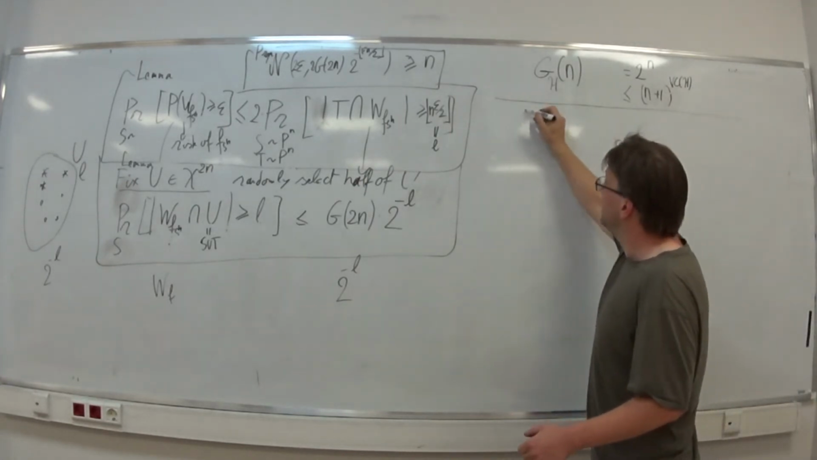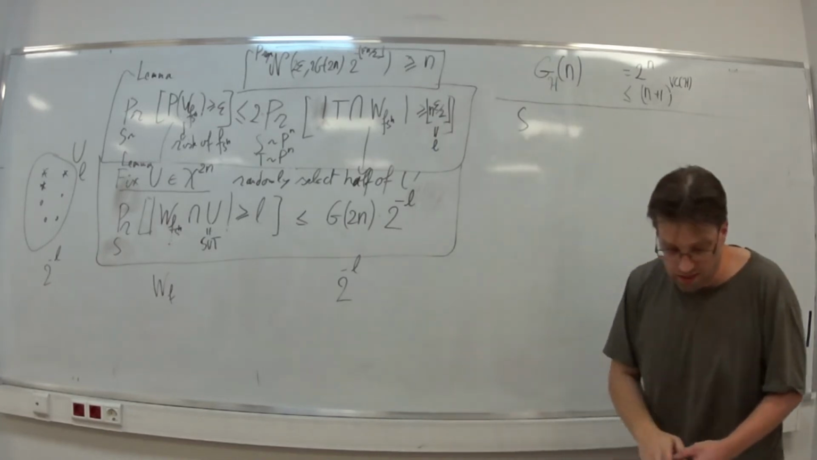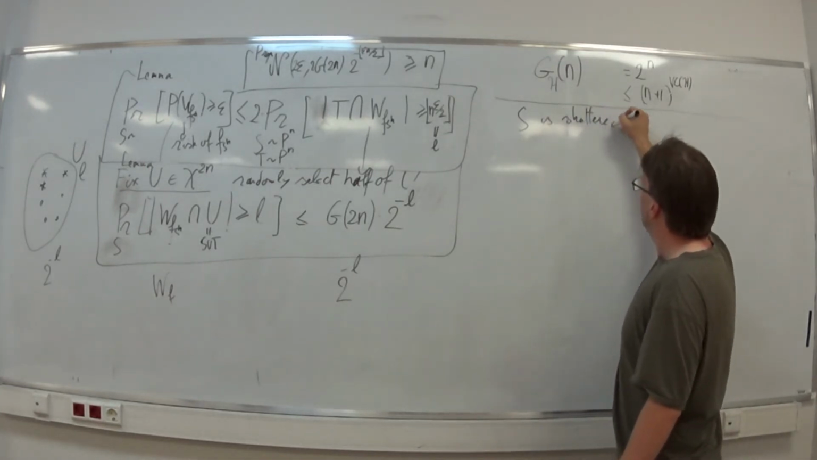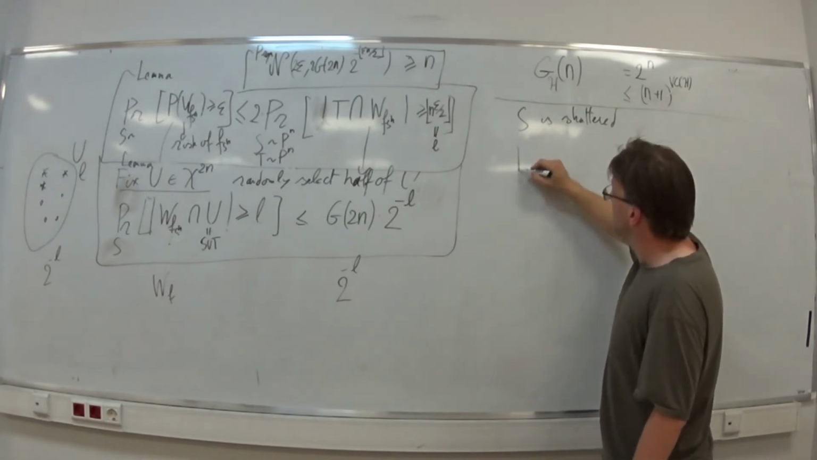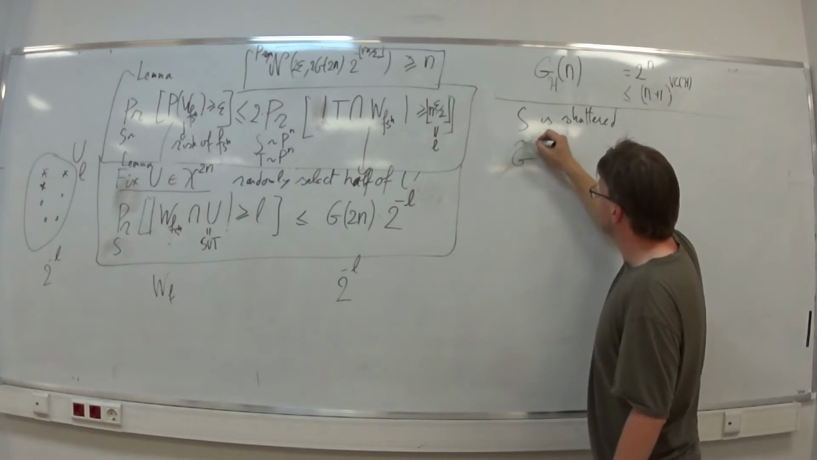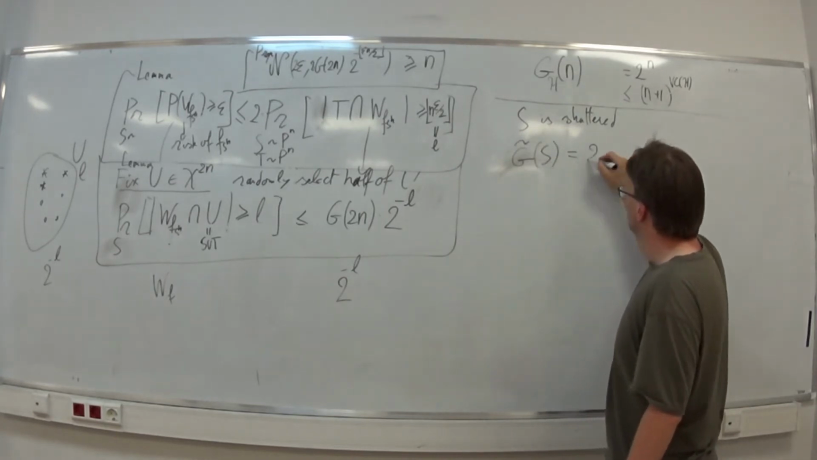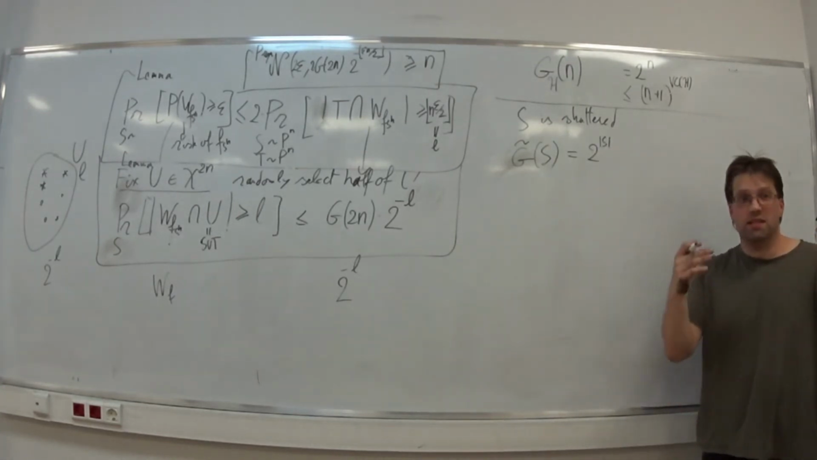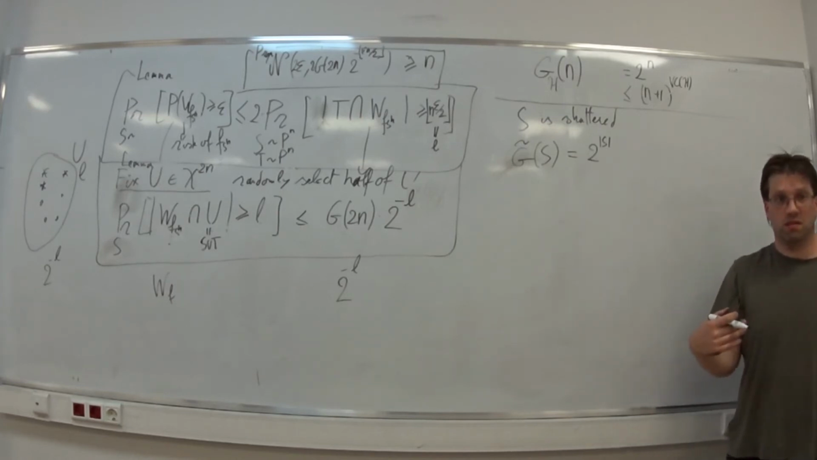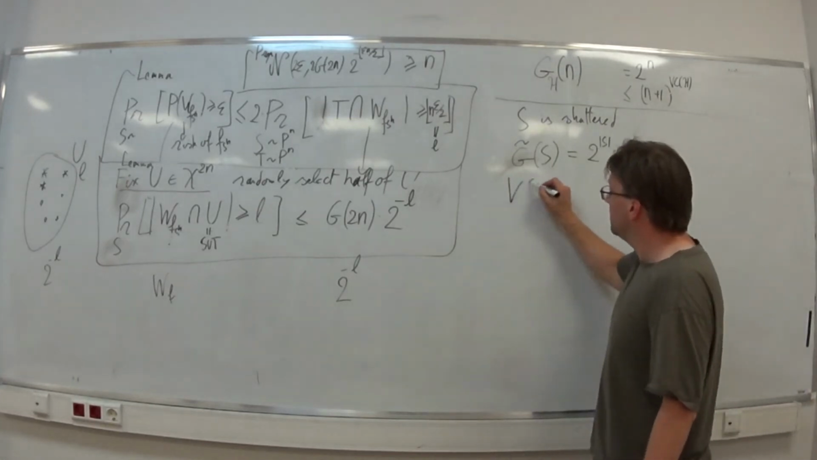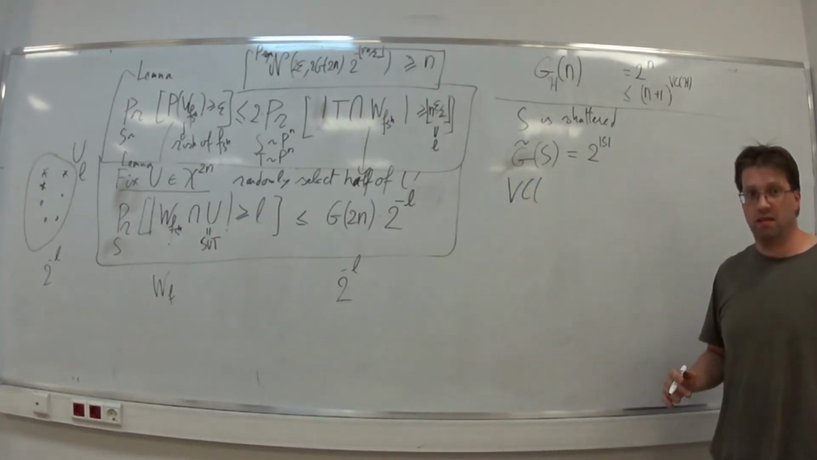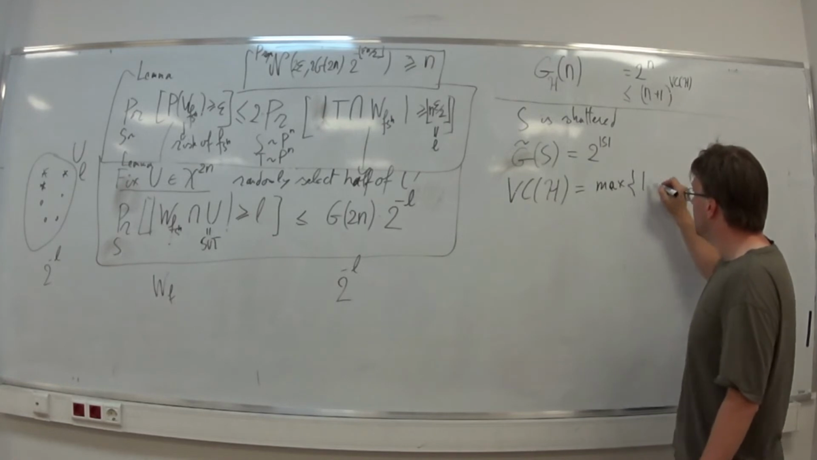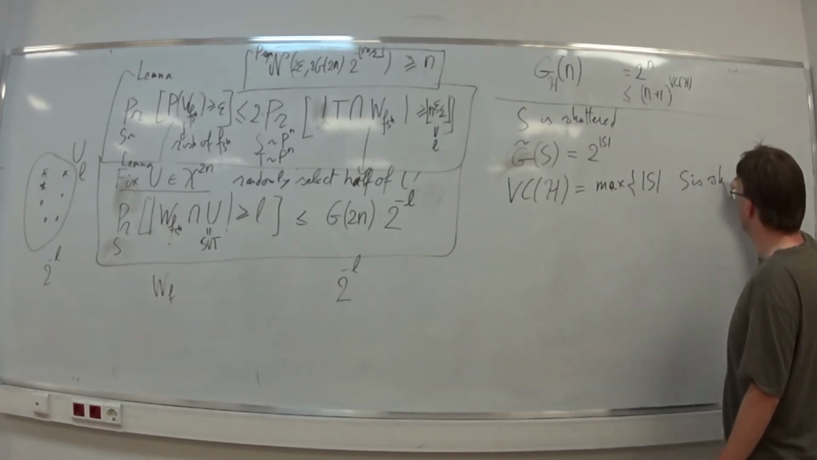So we say that the set S is shattered if all dichotomies appear, that is, the growth function of S is equal to 2 to the power size of S. So the set is shattered if we can see all possible dichotomies. And the VC dimension is the largest size of a shattered set, the max of size of S, where S is shattered.